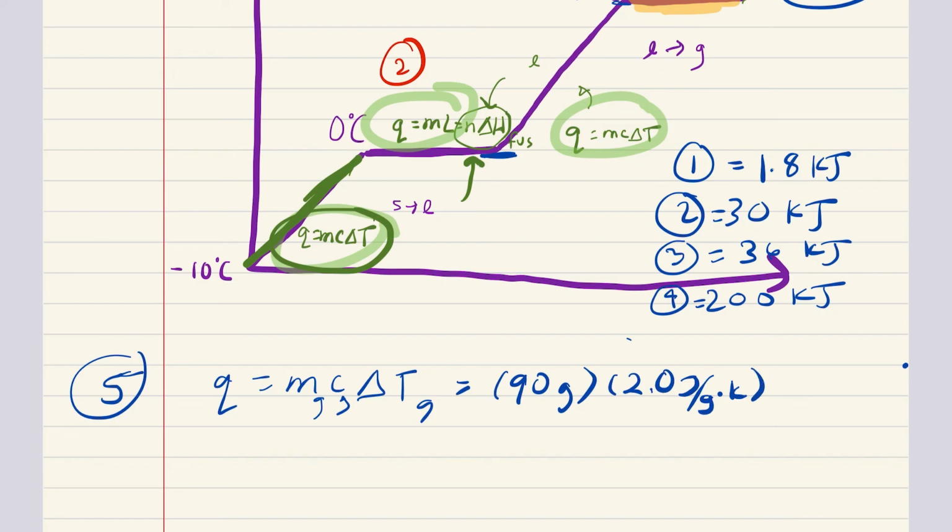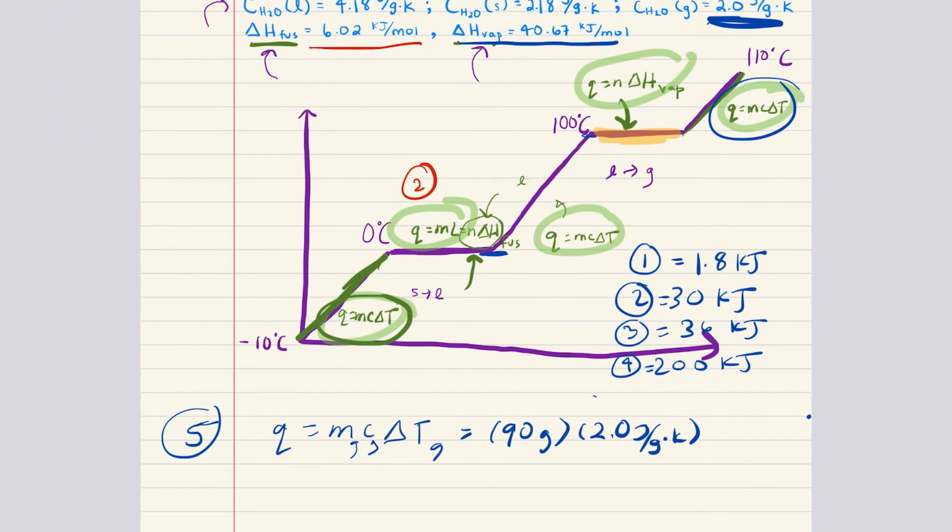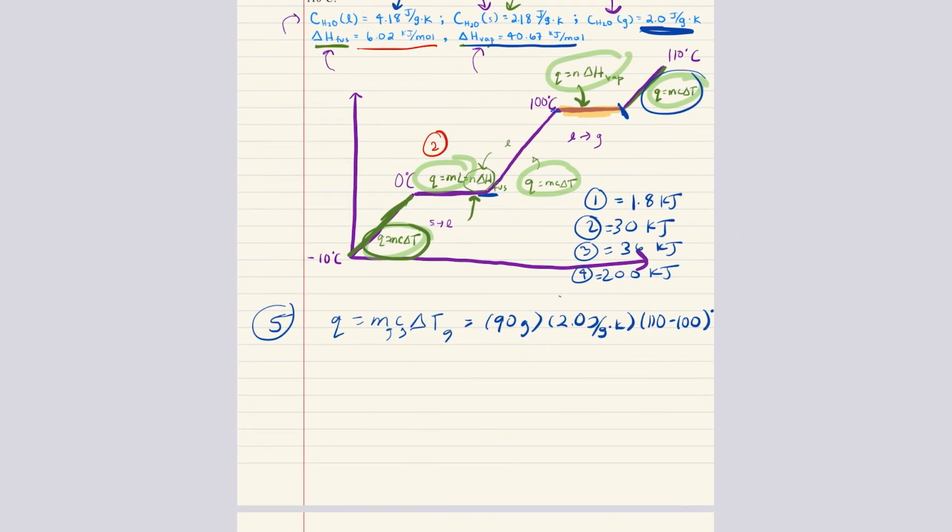And then what's our delta T? Well, our final temperature is 110 degrees Celsius. Our initial temperature for this segment is right here at 100 degrees. So we have 110 minus 100, and that gives us a difference of 10. So now what we're multiplying is 90 times 2 times 10. This is 90 times 2, which is 180, multiplied by 10, that's 1,800 joules, or in other words, 1.8 kilojoules.